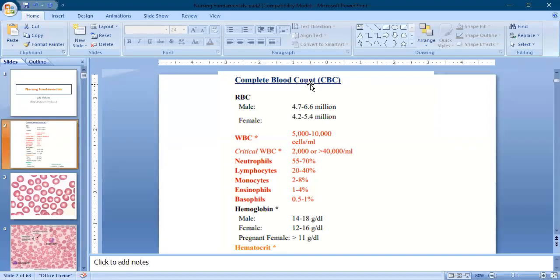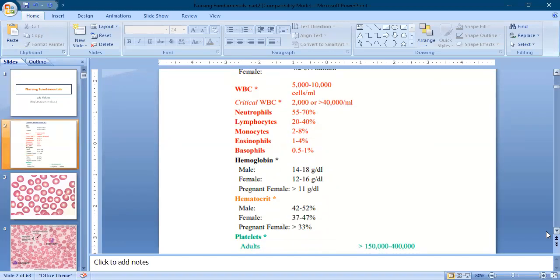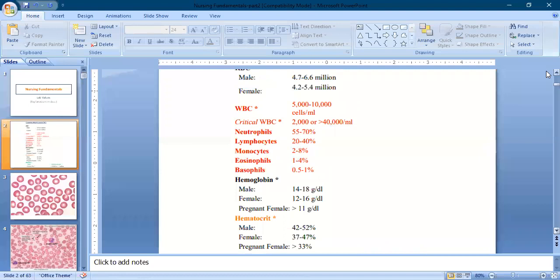So when the healthcare provider tells you to write down the CBC for the patient, you have to understand CBC stands for complete blood count. CBC includes the count of the red blood cell, the white blood cell, the hematocrit, and also the platelet, right? All of them. So just go one by one.